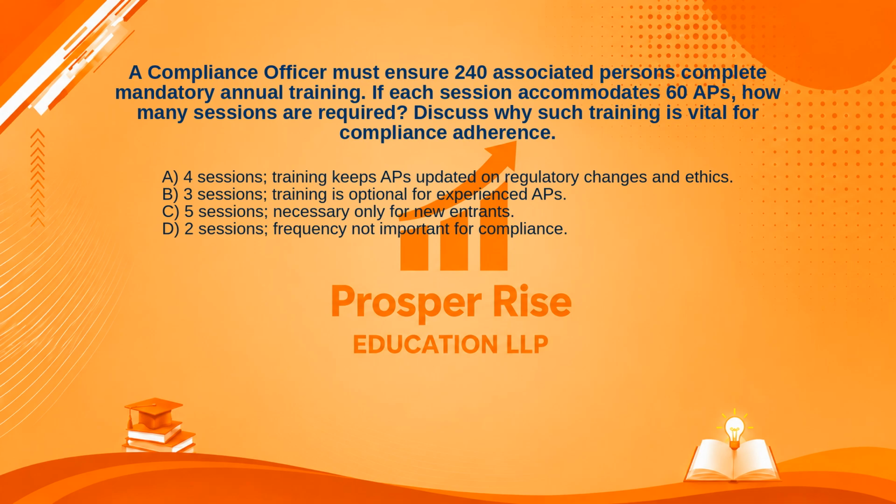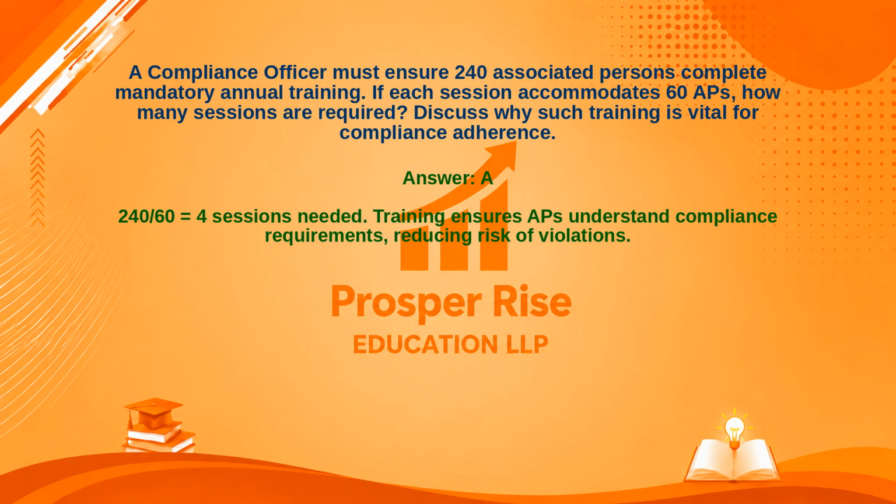The correct answer is Option A. Let's see why. 240/60 equals 4 sessions needed. Training ensures APs understand compliance requirements, reducing risk of violations.